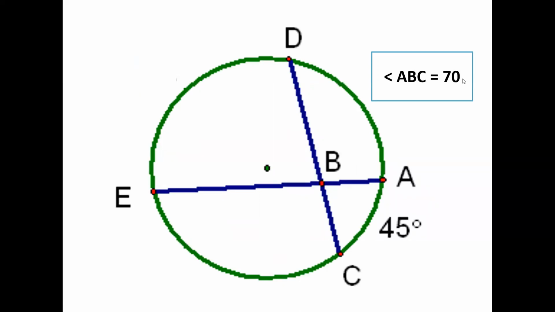Paano naman to? Sabi, angle ABC is 70 degrees. Ano kaya measurement ni DE? 70 degrees din po. Sure kayo? 70 degrees daw sa ABC. Eh, ang arc AC is 45. Ano kaya ang measurement ni arc DE?